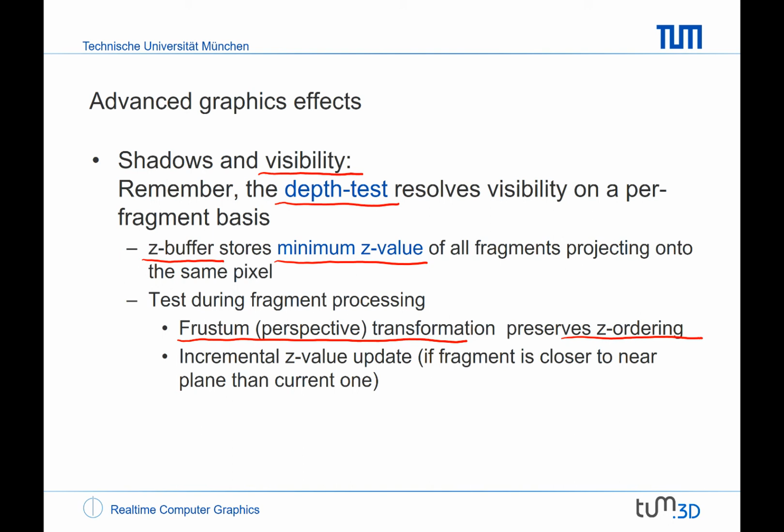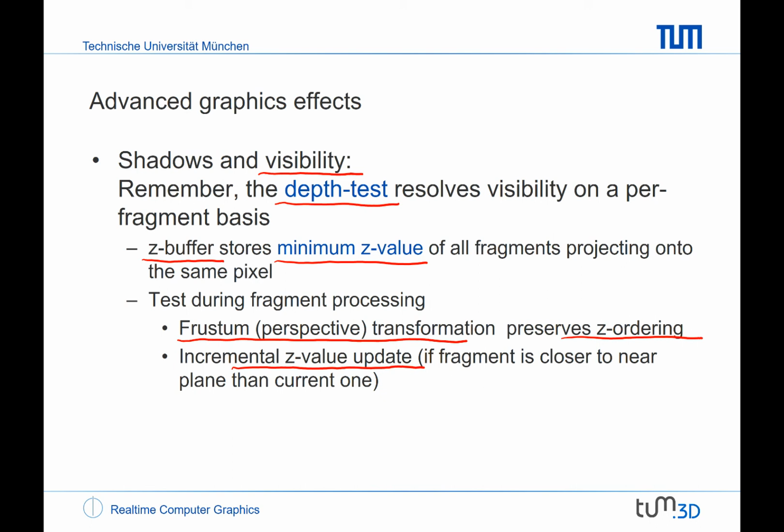And if a fragment now survives the depth test, the Z buffer value is incrementally updated, meaning that the fragment, if it's closer to whatever has been rendered before, just writes its depth value into the Z buffer at the corresponding pixel location. It overwrites the depth value that has been stored before. Otherwise, the fragment is just discarded because it is occluded and not seen. And keep in mind that this only holds for opaque objects.